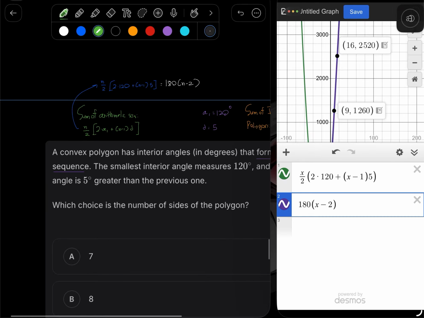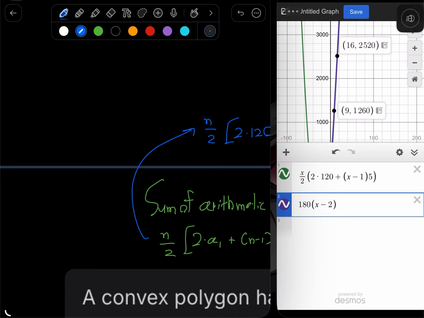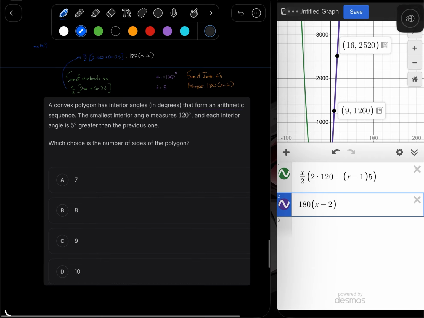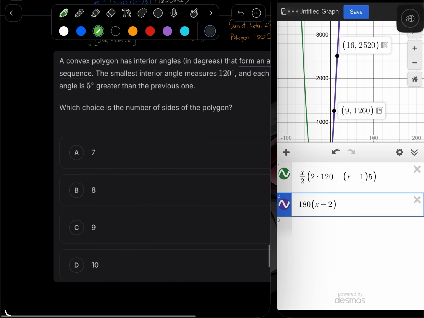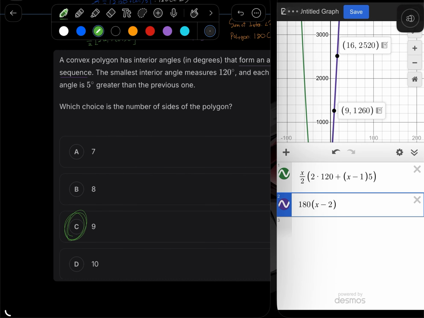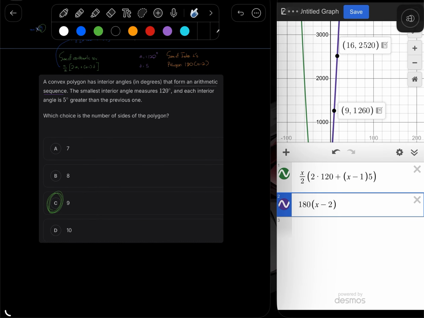So let's write those down. In this case, we're going to write n. So you have n equals 16 and n equals 9. Those are our two values that can be possible. Out of the answer choices, you'll see there's no 16. So therefore, we can cross 16 out, and 9 is going to be our answer choice, which is going to be C.